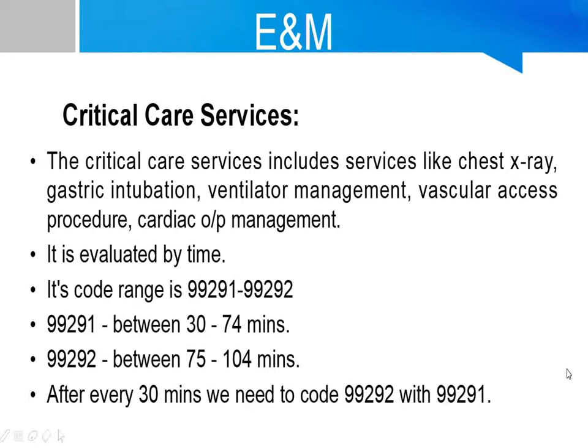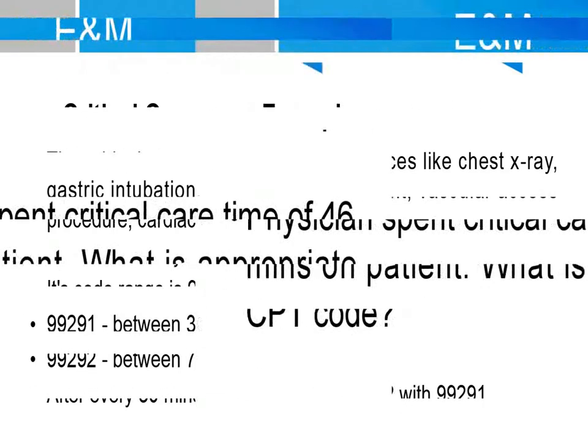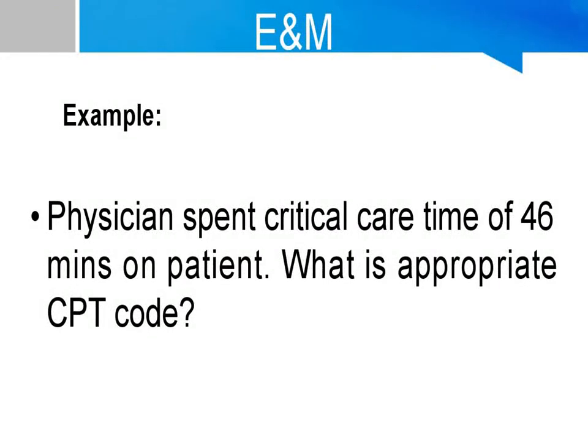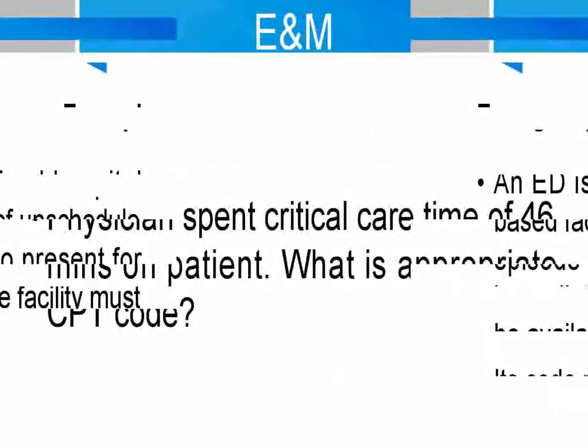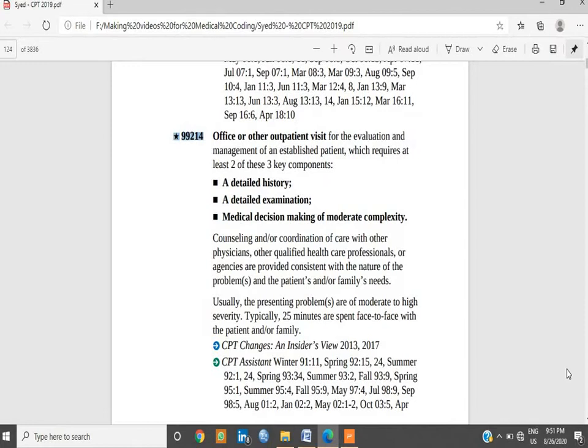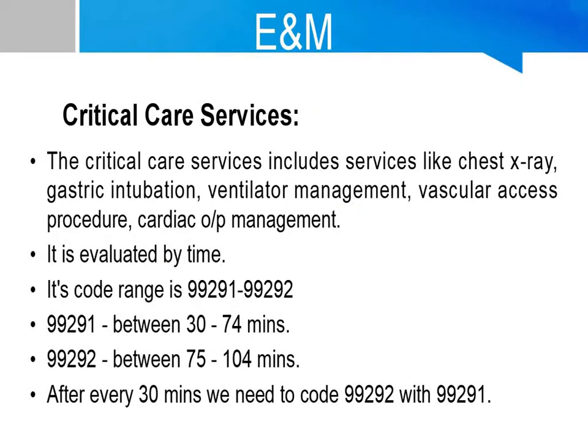Okay, let's go for this example here. So physicians spend critical care time of 46 minutes on patient, that is more than 30 minutes. So what is the appropriate code? So I assume that you can guess it, because after every 30 minutes we need to code.